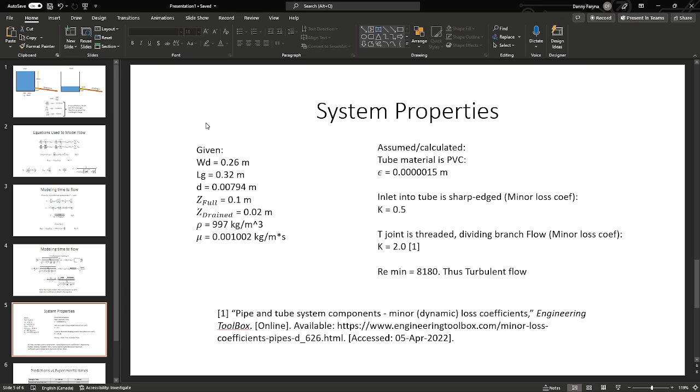On this slide, you can see our system properties. On the left, all of this was given. We had to find the density and viscosity for water. On the right, we are assuming that the tube is made out of PVC, which will lead to this roughness factor. The inlet of the tube to the tank is sharp edge, so our minor loss would be 0.5. The T-joint is threaded and dividing branch. We assume that means we have a coefficient of 2. And for our Reynolds number, once we were doing all our calculations, the minimum we found was 8,180. This is greater than the 4,000, thus we have turbulent flow in our tube.